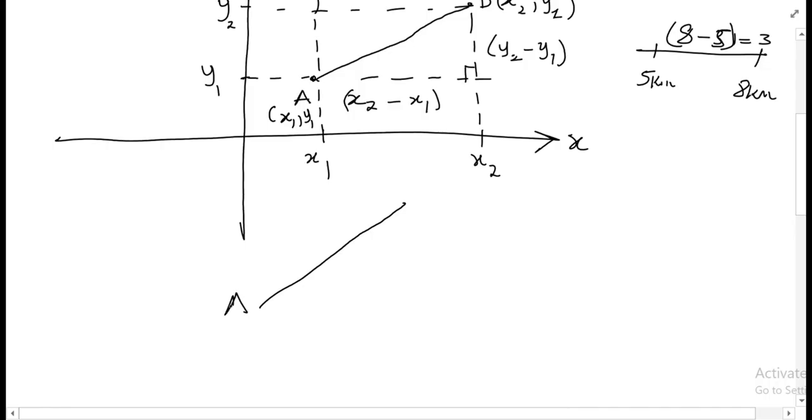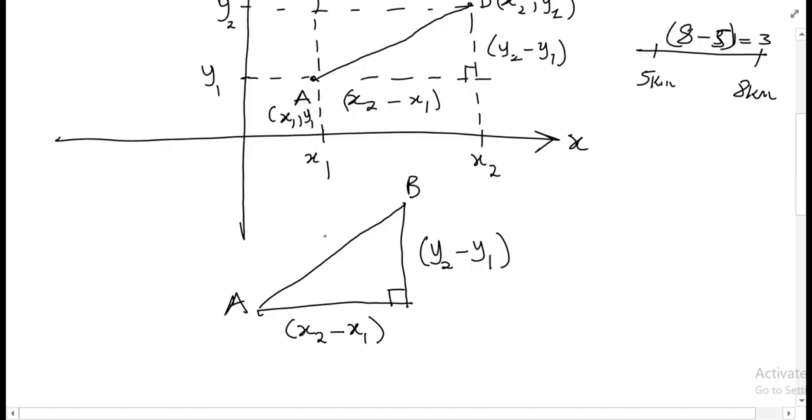This is point A. This is point B. Okay, so let's say this side is y2 minus y1, and then this is our x2 minus x1. So the distance we're looking for is from A to B. So let's name it D.